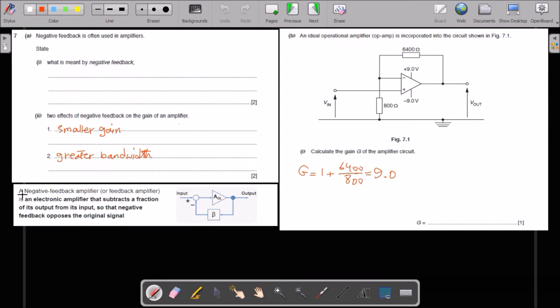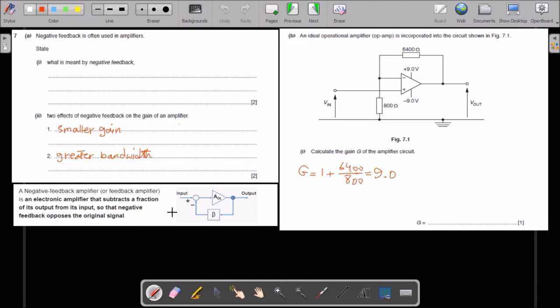Okay, answer is here. A negative feedback amplifier, or feedback amplifier, is an electronic amplifier that subtracts a fraction of its output from its input. So it subtracts a fraction of its output from its input, so that negative feedback opposes the original signal. And this is a simple figure. If you want to draw it, no problem, but there is no mark for the figure. If you want, you can draw it to understand better.